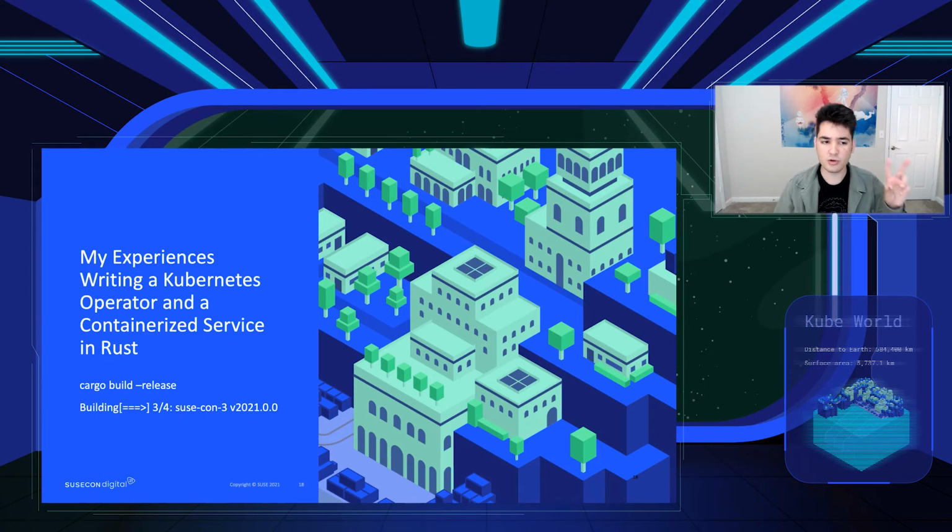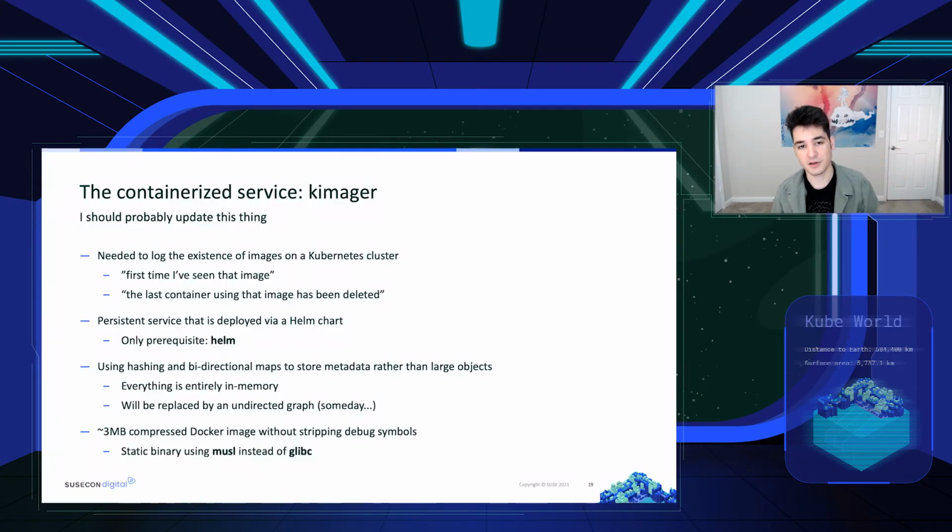So with these two libraries in mind, we're going to look at my experiences writing a containerized service and an operator in Rust. We'll start with the containerized service, Kimager. I should probably update this thing. I did recently, and it works mostly. There's bugs. Hey, it's functional enough for this talk.